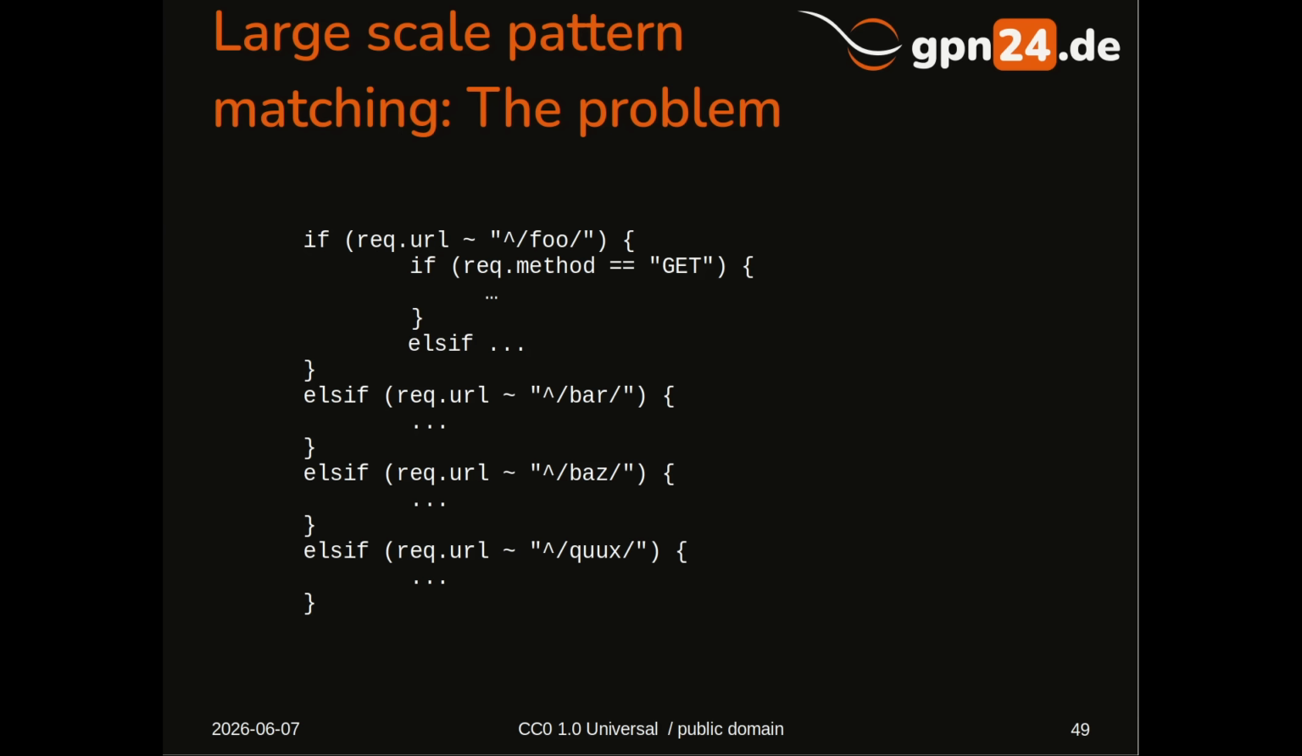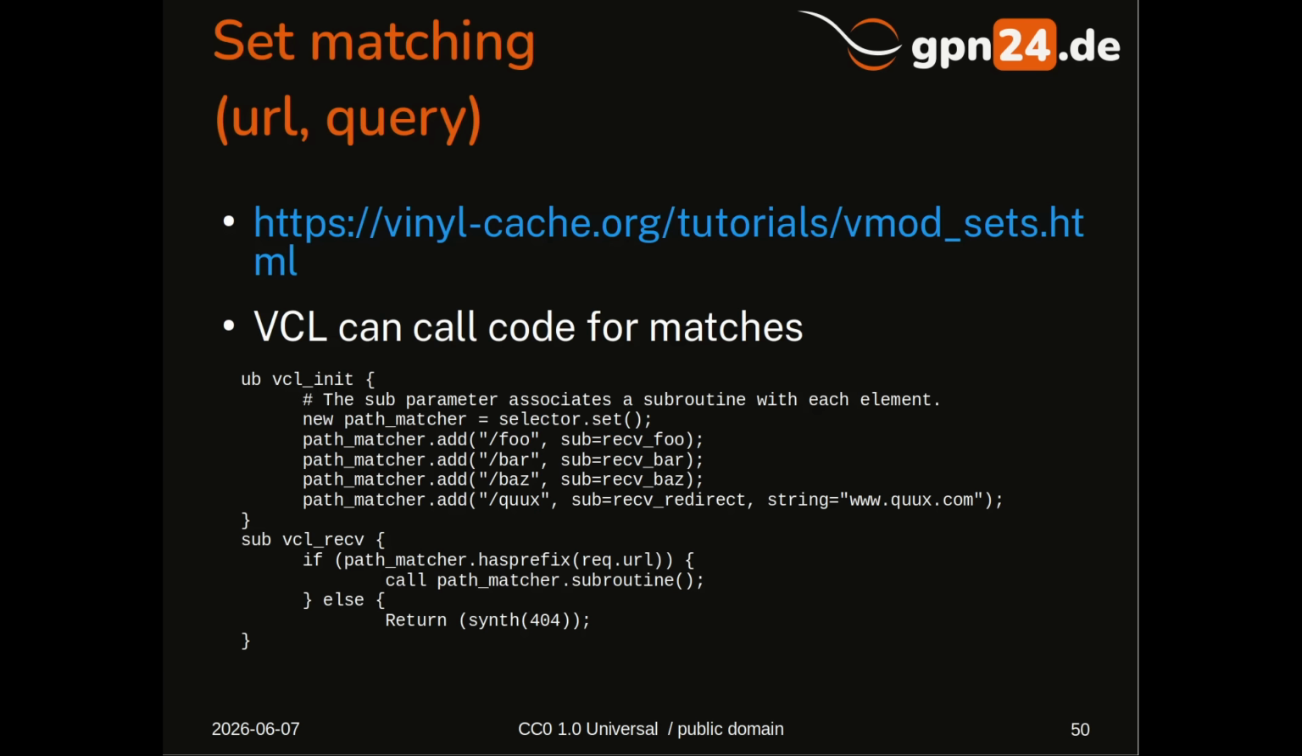Check the first pattern, do something. Check the next pattern, do something. Check the next pattern, do something. So obviously that'll work for this example. It will even work for maybe 100 URLs or so. But at some point, this will break down and be just extremely slow. And I wouldn't be talking about it if we didn't have a solution, which are sets.